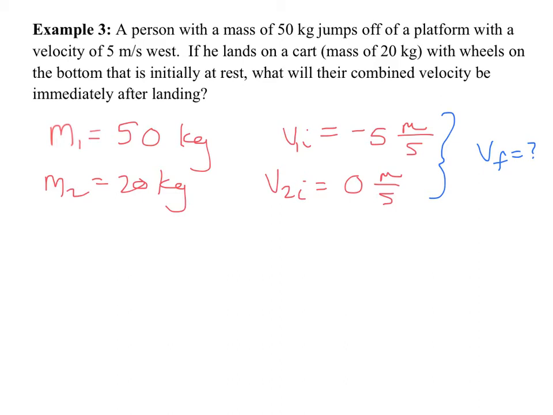You have the initial velocity of the person. You have the initial velocity of the cart, which is really at rest. This is you and the cart together rolling down the block together afterwards.